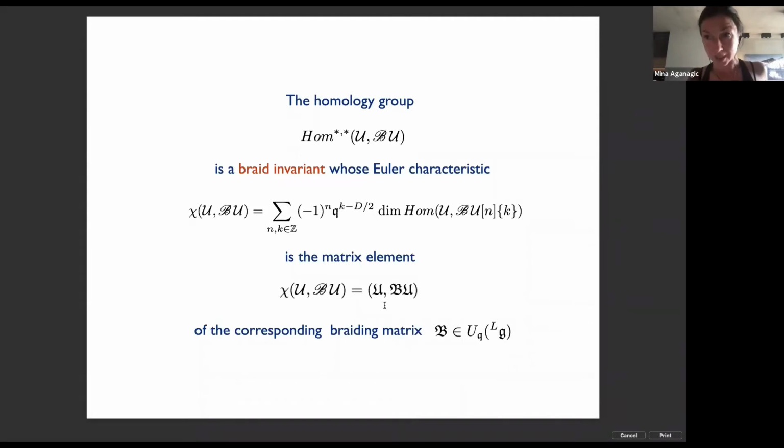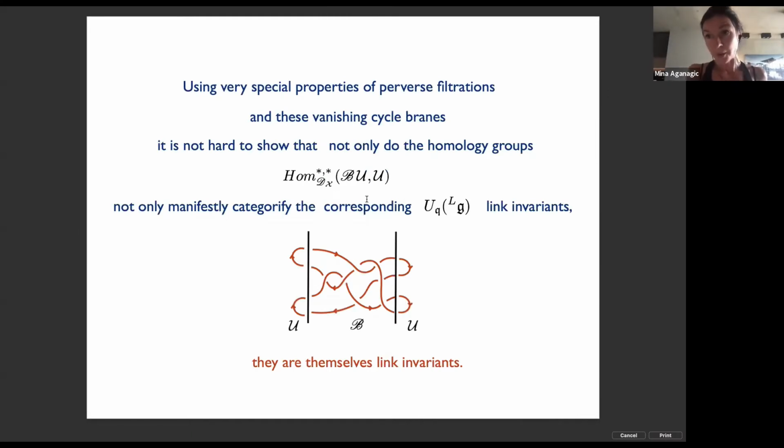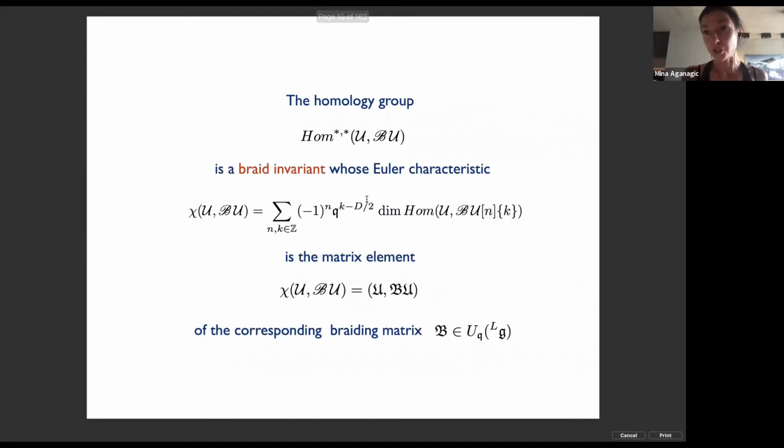So in addition to the Euler characteristic giving you the link invariant, we also know that the homology group is manifestly braid invariant as well. So it's invariant under the corresponding moves where you're just changing the braid presentation. Now we would like to say more. We'd like to say that, in addition, the homology group is itself a link invariant. That we don't know yet.